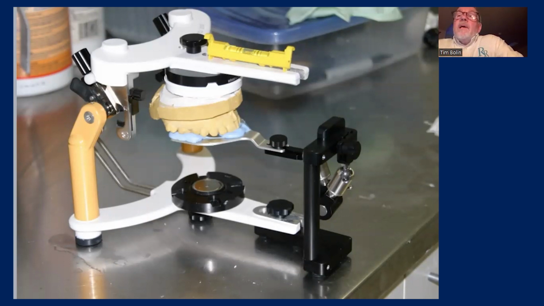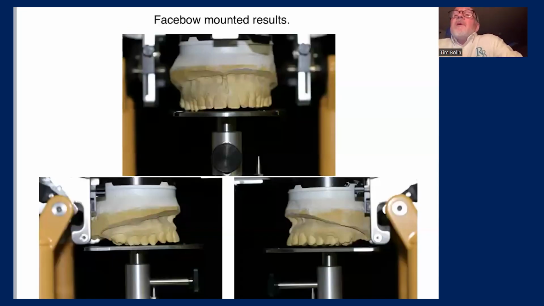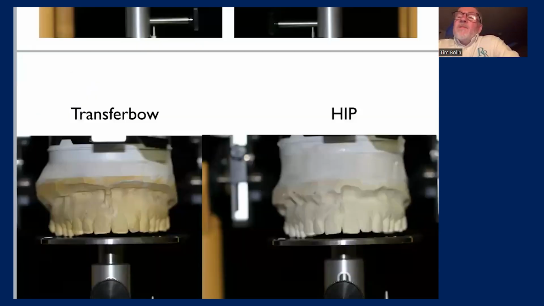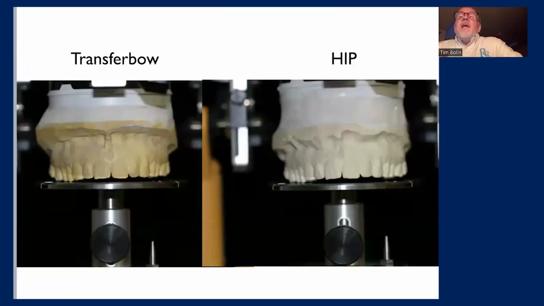Now I want to just show you some results of the facebow mounted results on this particular case. This is my wife's case, and I found this very, very interesting when I did this. I did both sides of it. The one on the left is done with a transfer bow. The one on the right is an HIP mounting. And I'll be darned, they're pretty dang close. Not much difference between those two.